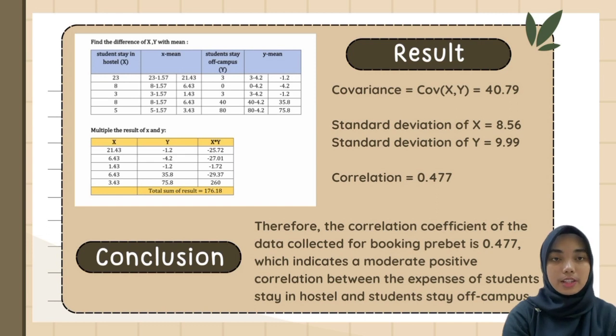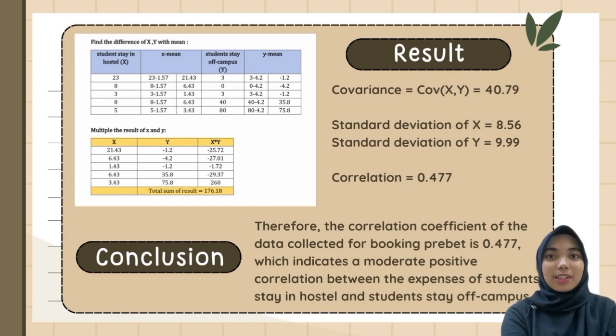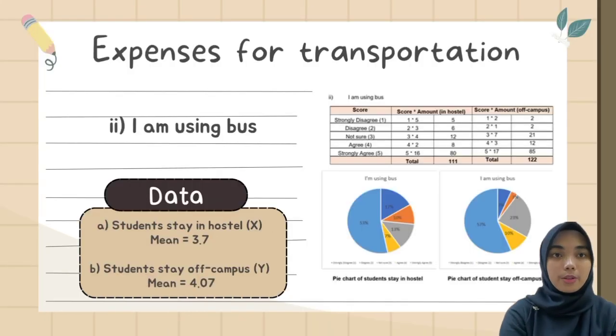The correlation is 0.477. For the conclusion, the correlation coefficient of the data collected for booking private is 0.477, which indicates a moderate positive correlation between the expenses of students who stay in hostel and students who stay off campus. Next, second question for expense transportation is I am using bus.